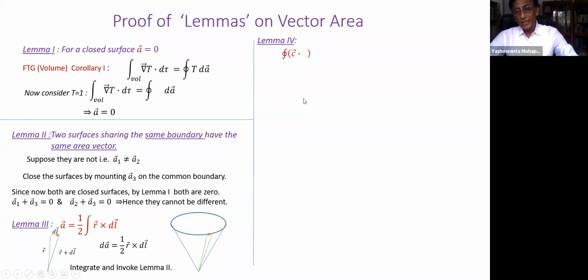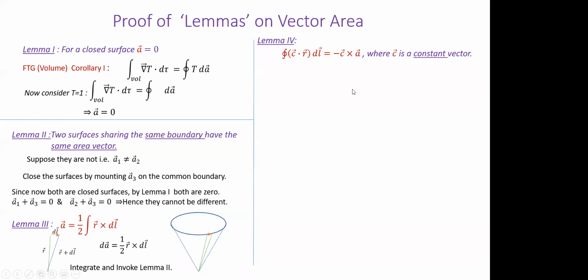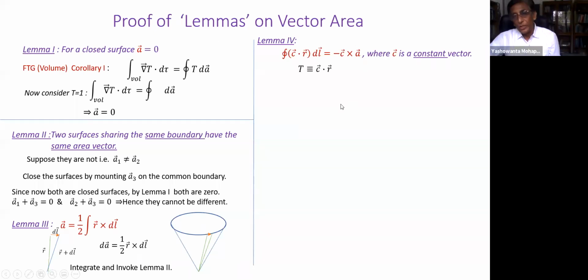Okay. That is, if I take C dot R, where C is a constant vector, and integrate over a closed path, a closed curve, then it is minus the constant vector C cross A. So that is lemma 4. Then again the old trick: define now a scalar function, which is C dot R.